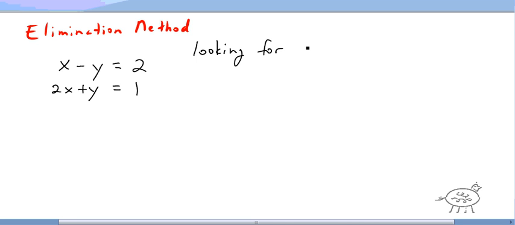Okay, so this is to solve systems of equations. Let me just start with an example here. You have x minus y is equal to 2, and 2x plus y equals 1. Now our goal here is to find one of the variables that will cancel. What I mean by cancel is you're looking for opposites. You're looking for the variable with opposites.